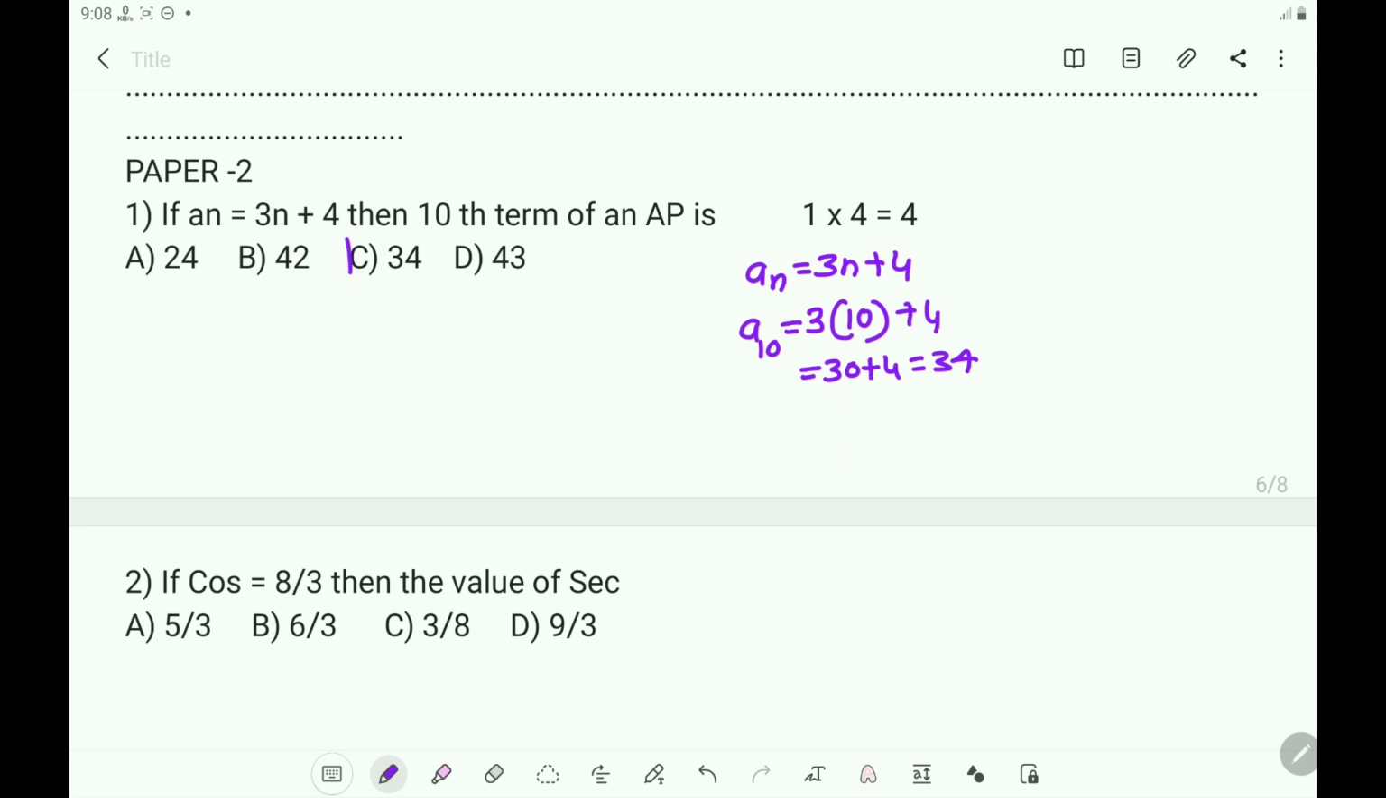So what is the answer here? Option C is the answer. So you write answer option C, that is 34.